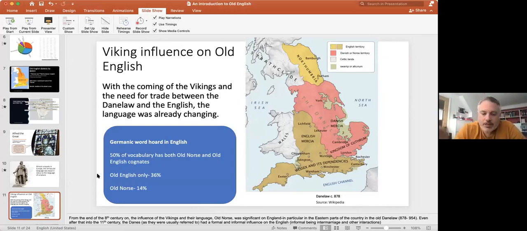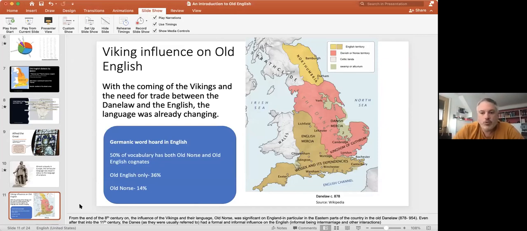So Wessex and its dependencies, and this is a lot to do with the fact that King Alfred was able to repel the Vikings, retained quite a lot of what we would call Old English, whereas English in the Danelaw was now starting to be flooded with Scandinavian imports. These are Viking words. So if we think about that pie chart from earlier, when only around 26% of the word hoard of English was of Germanic origin, if we think only of the Germanic words, around 50% of the words which we have in modern English could be either Old English or Old Norse.